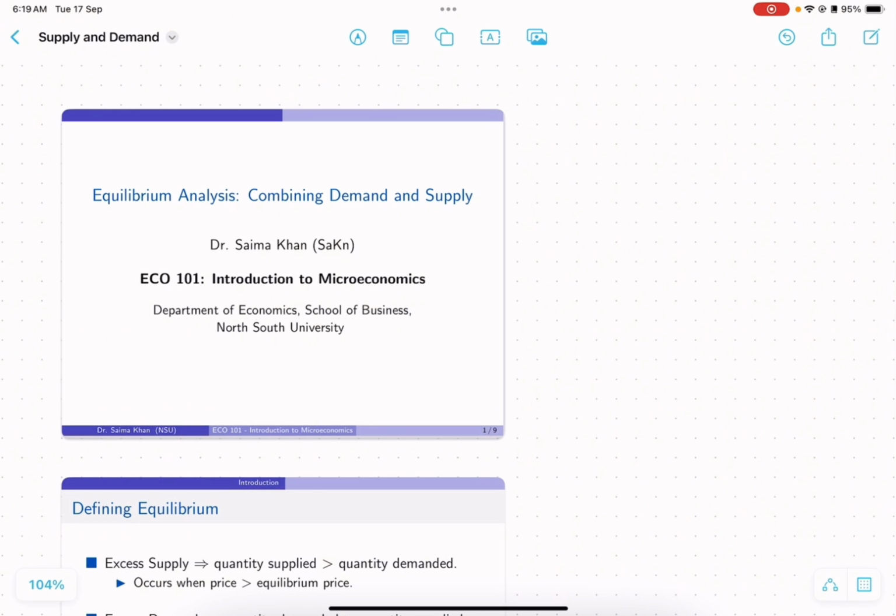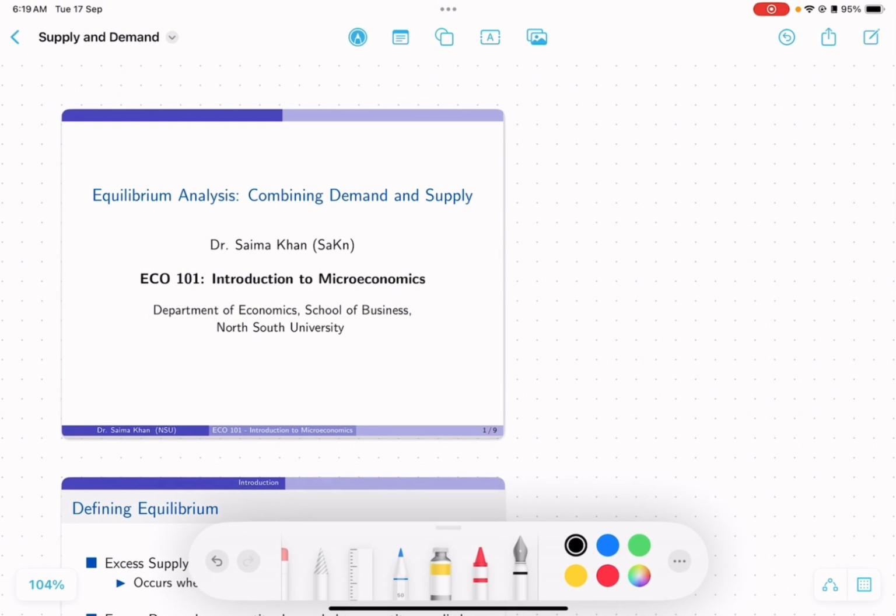So in this video, we are going to be combining what we learned in the demand chapter and the supply chapter. Specifically, what we're going to do is bring together the demand and the supply and see how it gives us the equilibrium price and the equilibrium quantity.